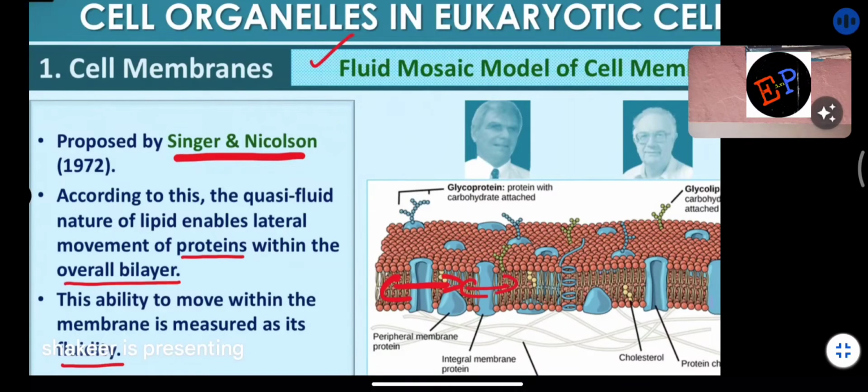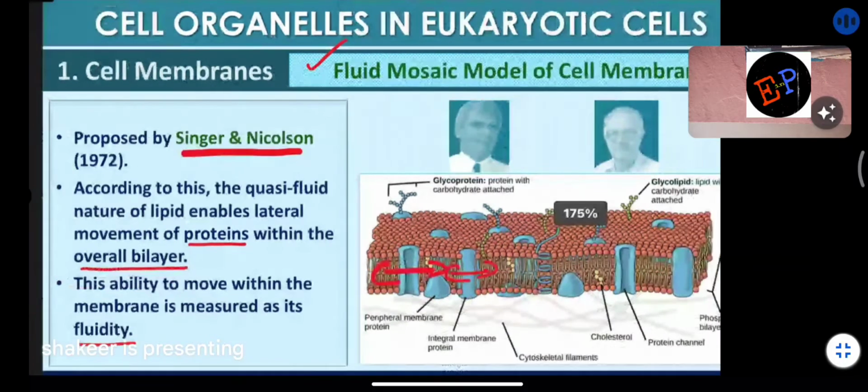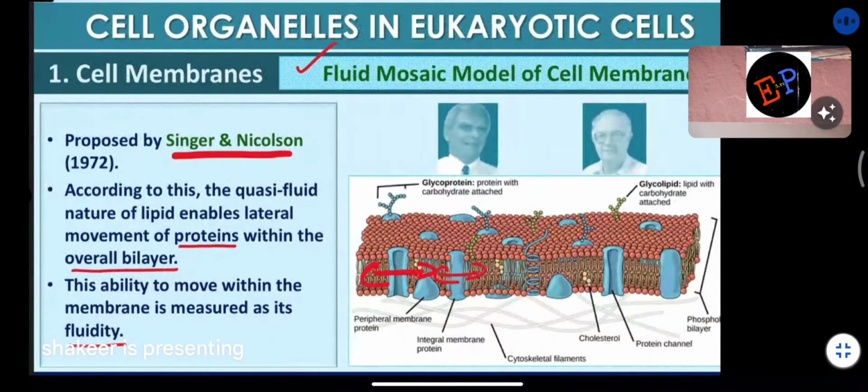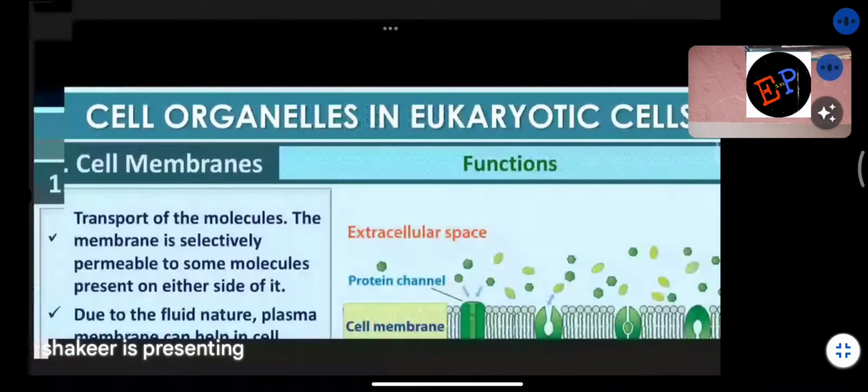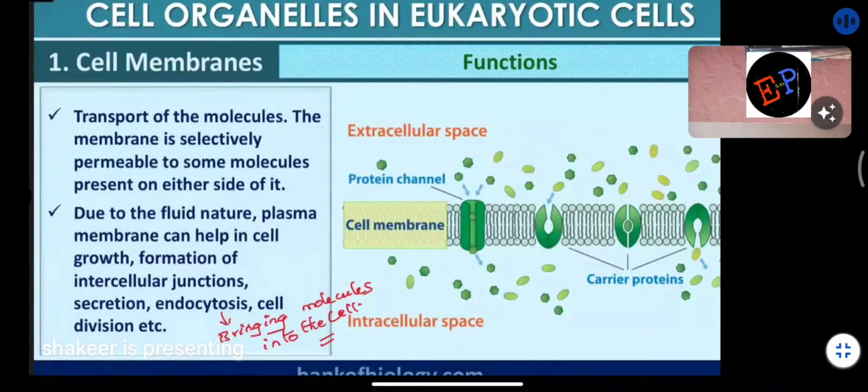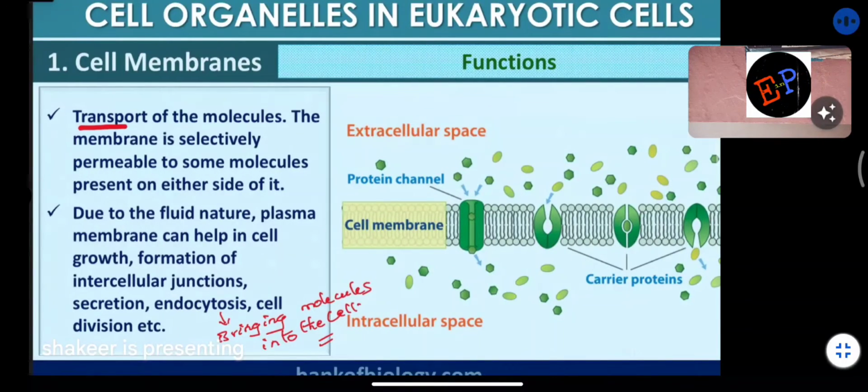If the proteins are able to move within the lipids easily, then we say its fluidity is greater. If they are not able to move freely, then we say its fluidity is lesser. That's it. Then the functions of the cell membrane. What can these cell membranes do? Transport of molecules inside and outside of these membranes. The membrane is selectively permeable to some molecules present on either side of it.